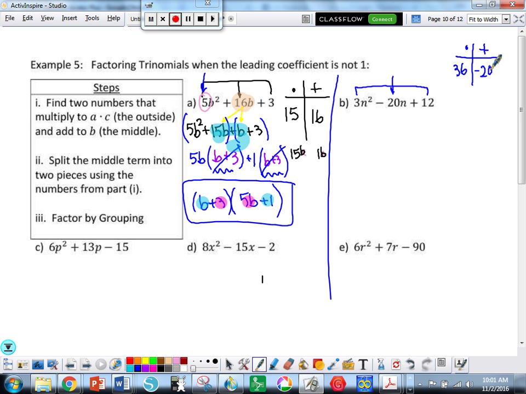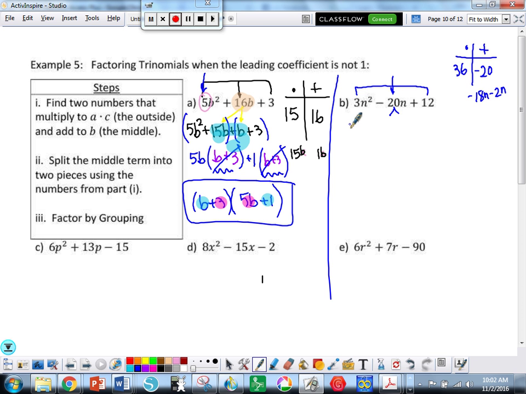All right, what do you think? What multiplies to 36 and adds to 20? 18 and 2. Good. And they both are? Good. Now what do I do with those two numbers? I'm going to take those numbers, 18n and 2n, and do what with them?